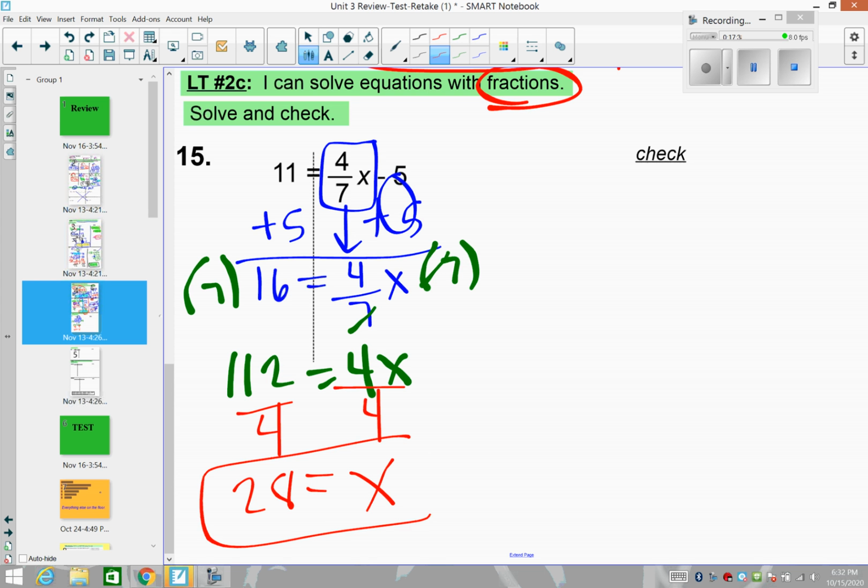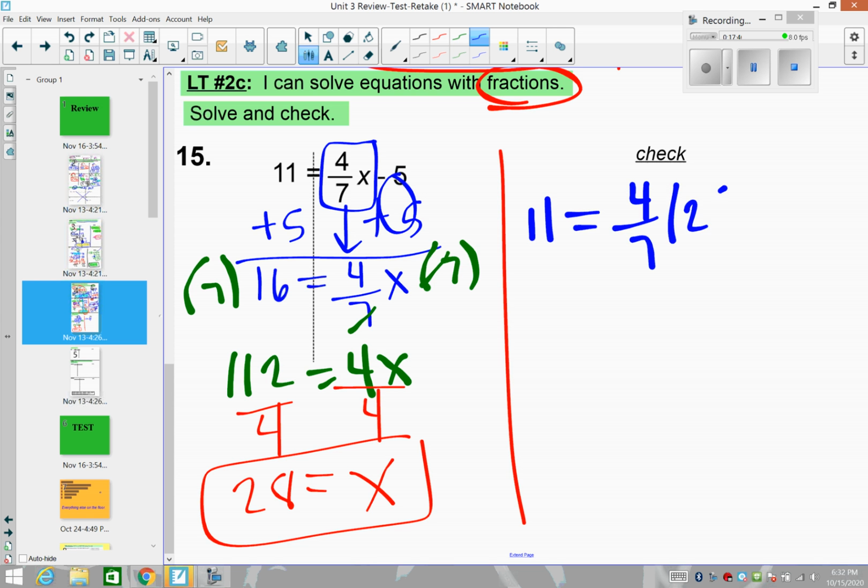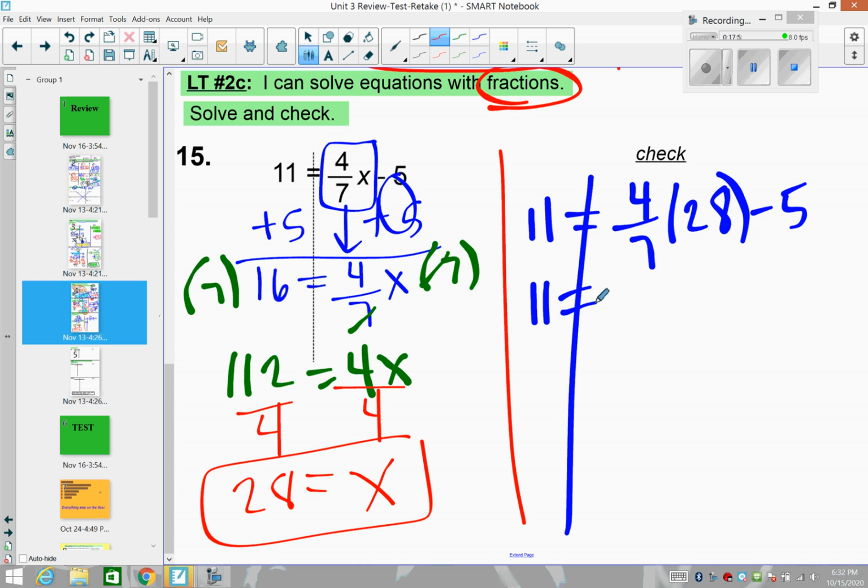So for my check step then, I'm going to plug 28 in for the x value. So is it true that 11 is equal to 4/7 times 28 minus 5? Is that true, that the left side equals the right side? So we get 11 is equal to, and you can throw that in your calculator. When you type 4/7 into your calculator, it's just 4 divided by 7. That's all it is. I'm going to do it right now.